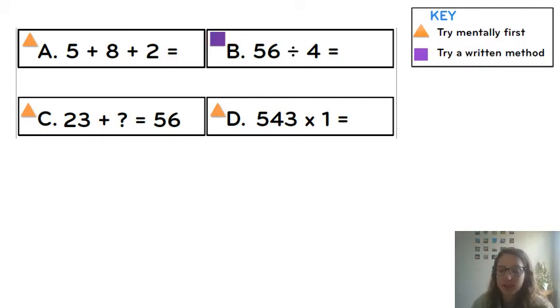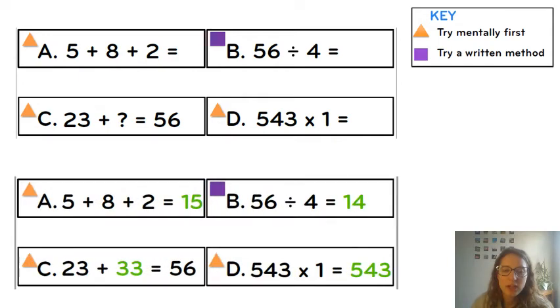Okay, let's have a look through our answers then. We have got 5 add 8 add 2 is 15. Then we have 56 divided by 4 is 14, and we could do the inverse there. 4 times 14 equals 56. 23 add 33 is 56. So again, I would have used the inverse to do that one. 56 take away 23, see what you're left with. And then 543 times 1 is 543.